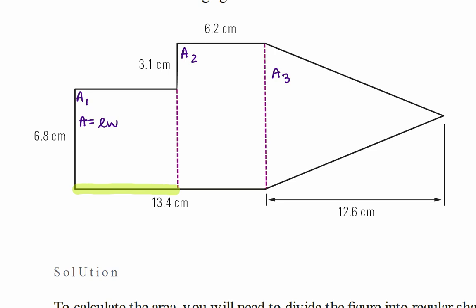So with some of these, we have to do a little math first. This length is going to be the total length here minus this length here, right? So you have to figure a little bit sometimes. That's going to be 13.4 minus 6.2, and what is that? 7.2. So that's our length. So our length is 7.2. And what is our width?